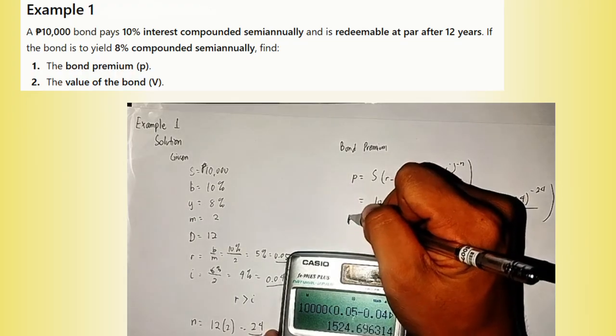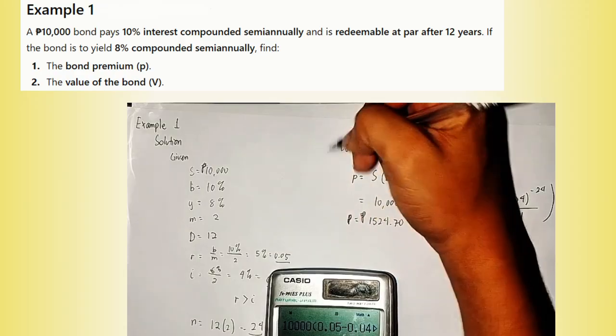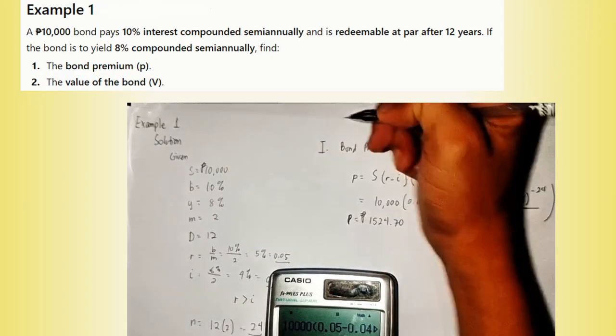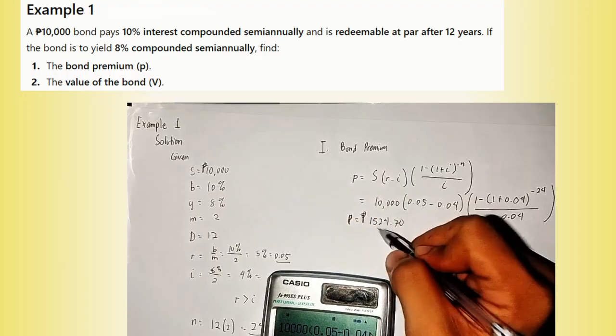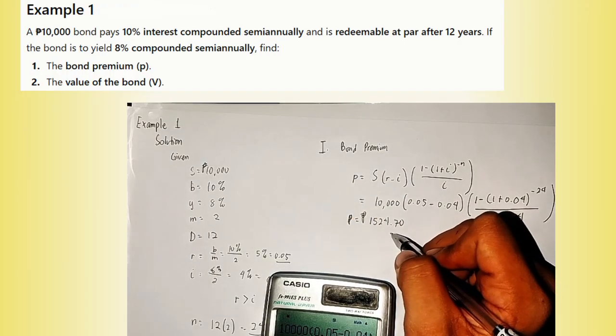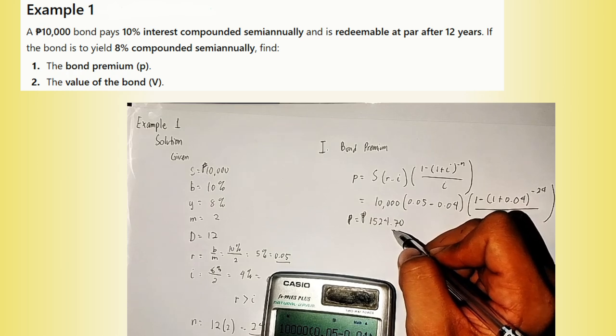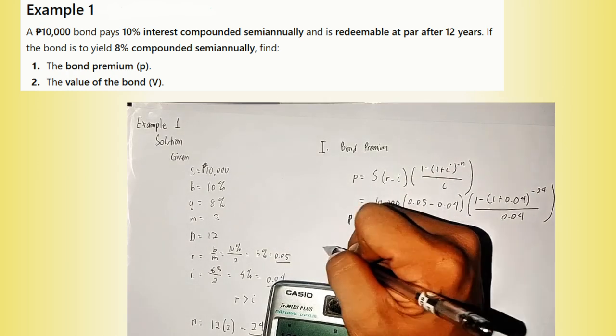This is our P. Now, to find the value of the bond, since this is our first problem, let us define the bond premium or the value of P. This is 1,524.70, sorry, 70 cents. So we can now find the value of the bond.